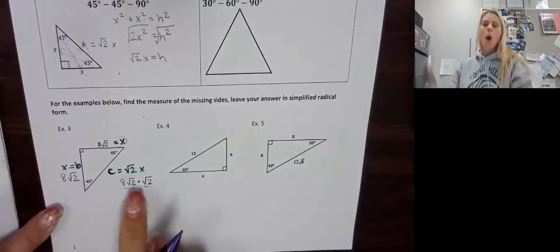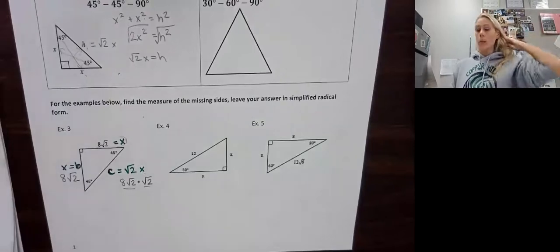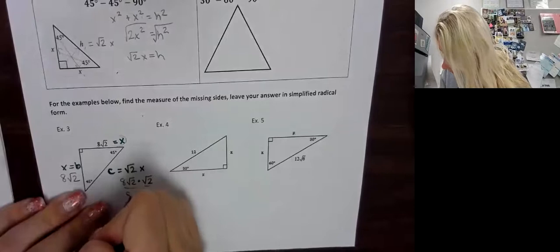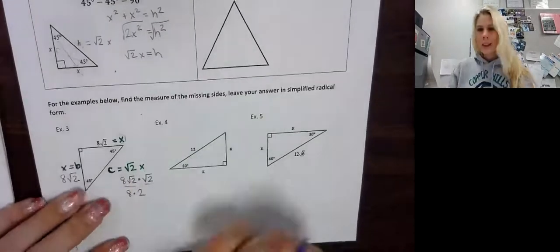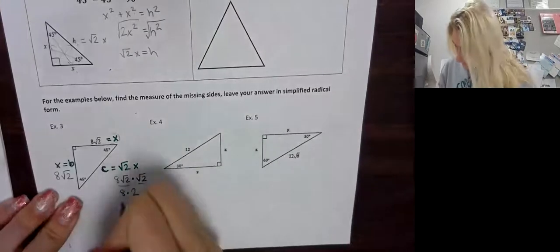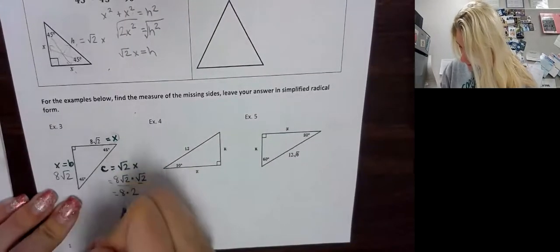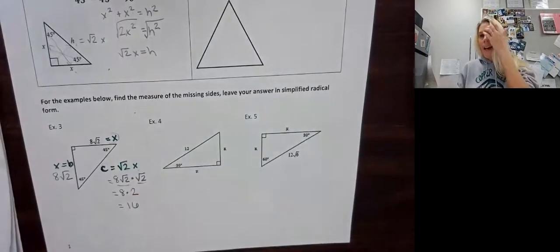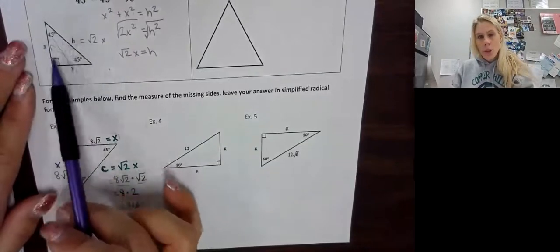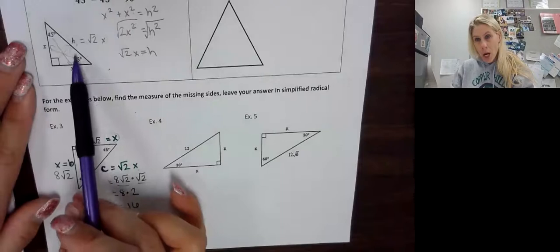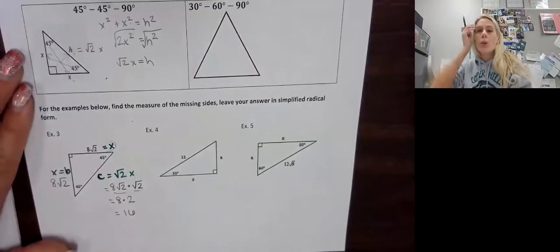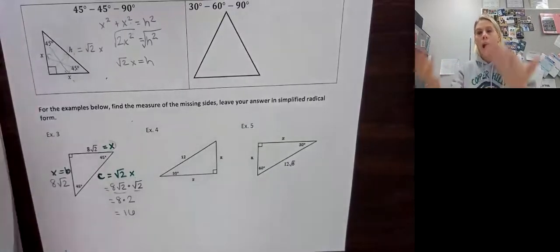But here's what happens. The square root of 2 times the square root of 2 equals the square root of 4. Well, what's the square root of 4? 2. So that means we have 8 times 2. What is 8 times 2? 16. So again, what we're going to do is set our side length equal to our ratio up here, and then solve for X and plug X in where it belongs. We'll do another one together if we need to after you watch this video.